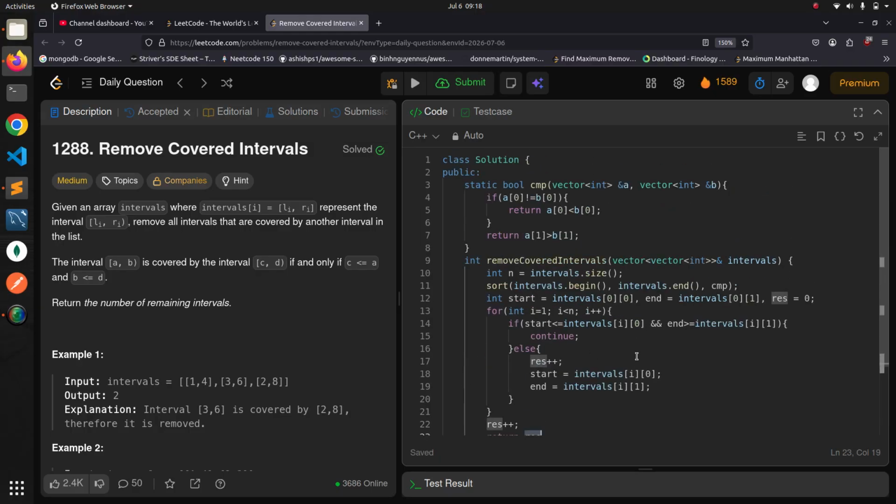And the time complexity will be big O of n log n because we are sorting. Space complexity will be big O of 1.